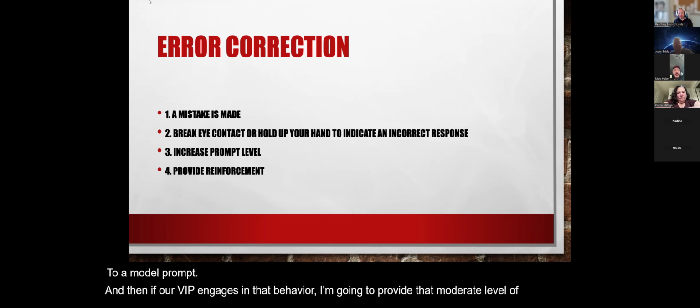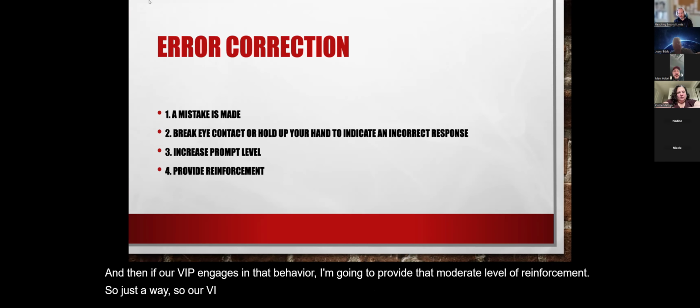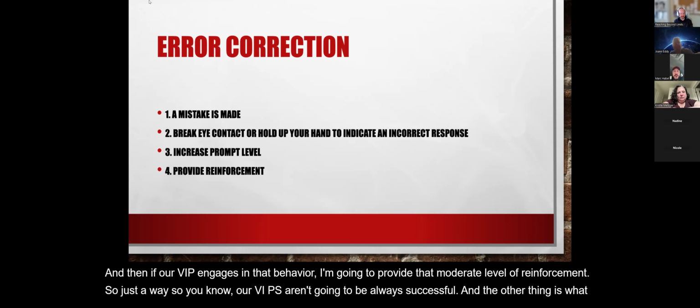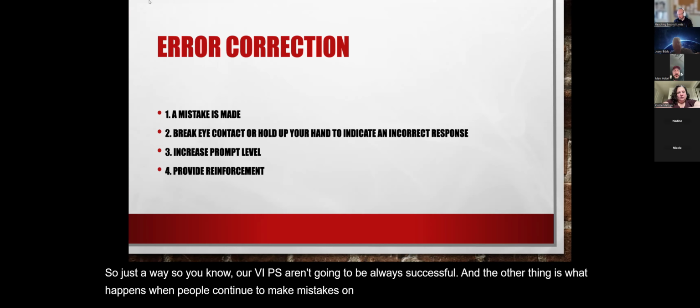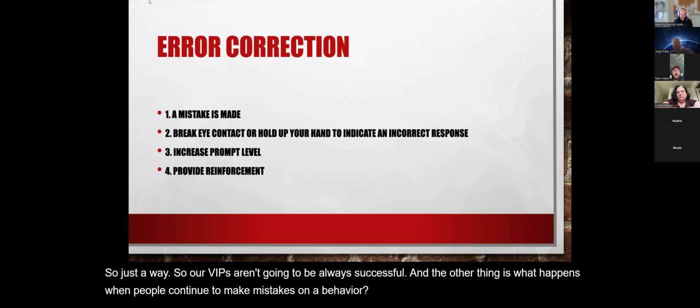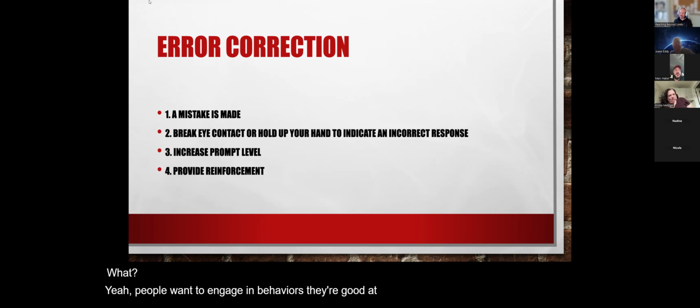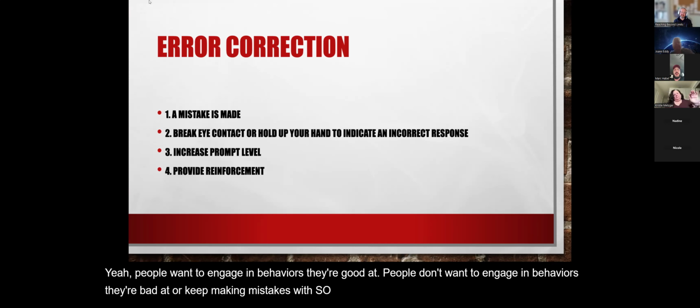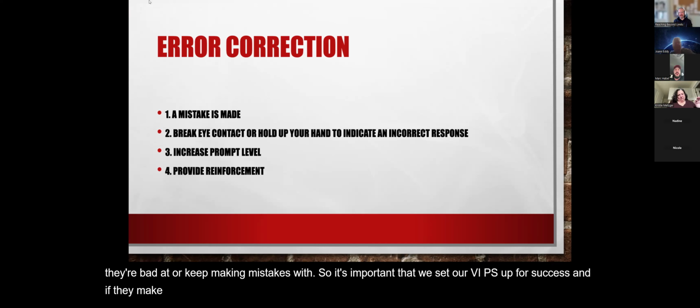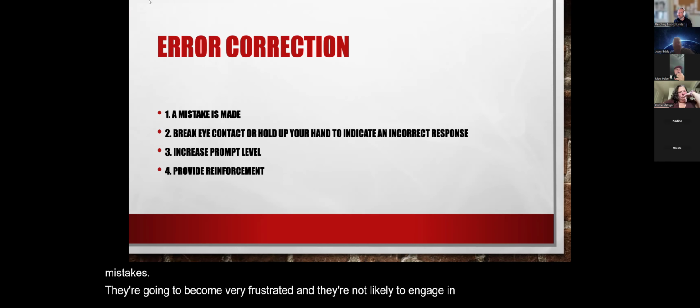Our VIPs aren't going to be always successful. And the other thing is, what happens when people continue to make mistakes on a behavior? They get frustrated and then they don't want to try it anymore. People want to engage in behaviors they're good at. People don't want to engage in behaviors they're bad at or keep making mistakes with. So it's important that we set our VIPs up for success. If they make one mistake, we're not going to keep allowing them to make mistake after mistake after mistake. They're going to become very frustrated and they're not likely to engage in those behaviors again in the future.